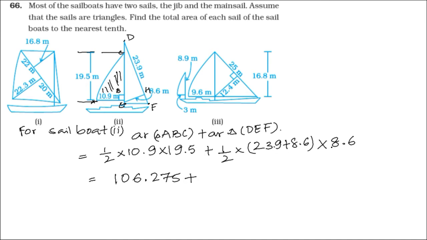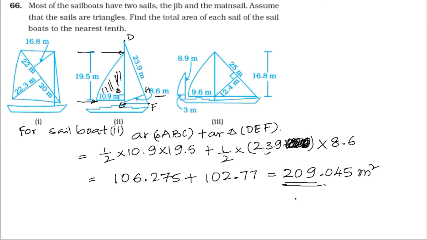We need to calculate this. Oh, 23.9 is the complete length. So we should not consider this 8.6 along with that. When we find the value, we get it as 102.77. This is to be added, we get approximately 209.9045. Since they have asked to the nearest 10, we can consider this as 210 square meters.